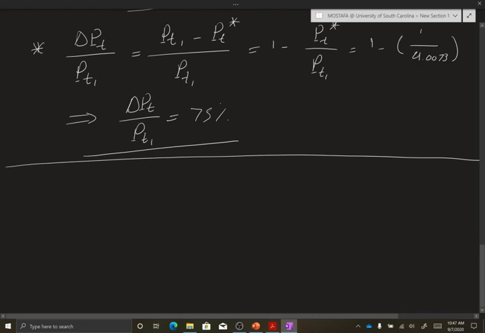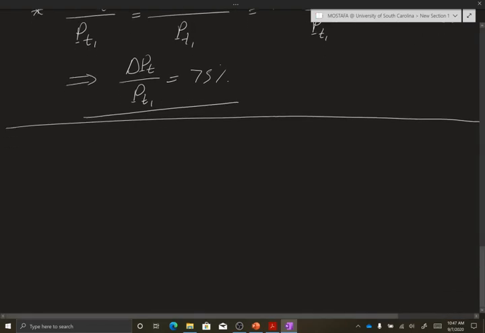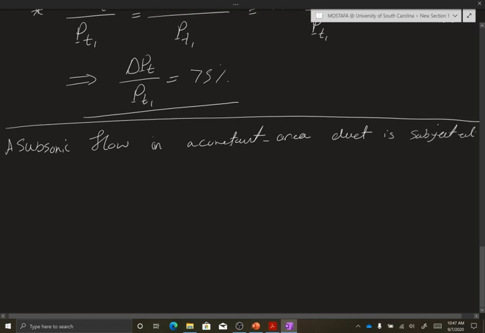So this is the first example. This was an example of the Rayleigh flow. Again, the next example is also an example of Rayleigh flow. So we have a subsonic flow in a constant area duct, of course, which is subjected to heating or to heat transfer.